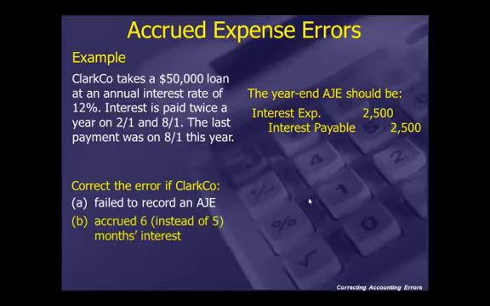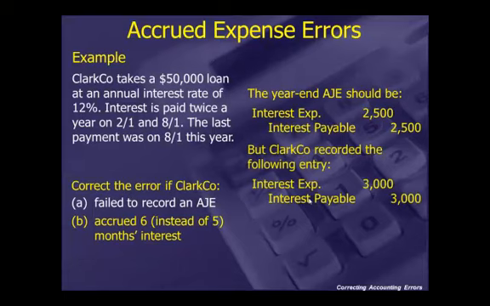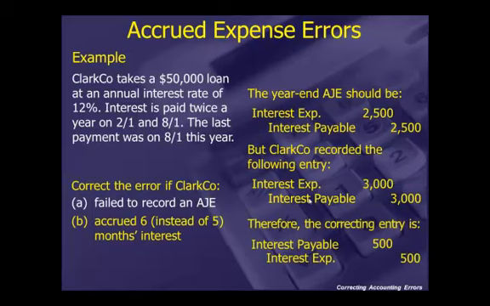If we accrue 6 months instead of 5, we'll be accruing $3,000, because that's 500 times 6. So we've accrued too much. What we need to do as a correcting entry is to remove 1 month. So we debit interest payable, credit interest expense for the 500. We've reversed the accounts to remove that extra 1 month of interest.